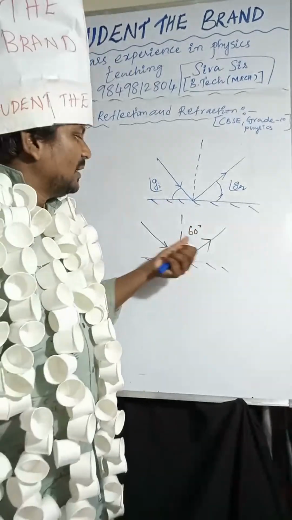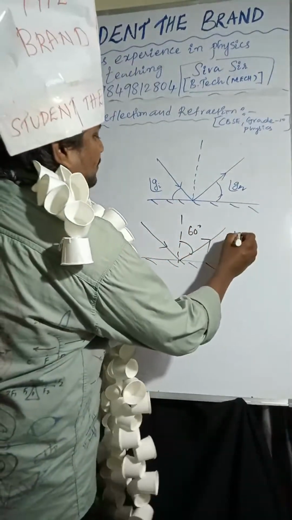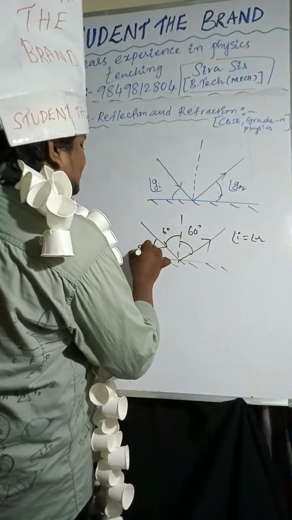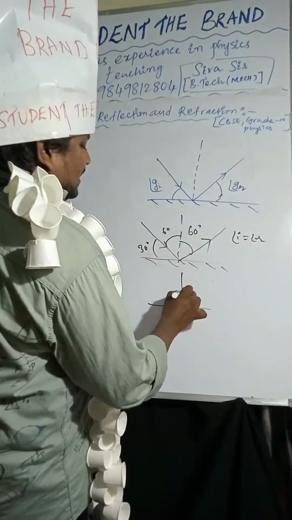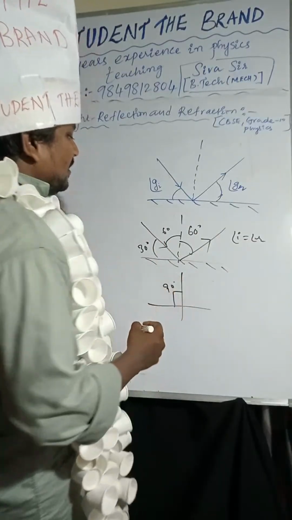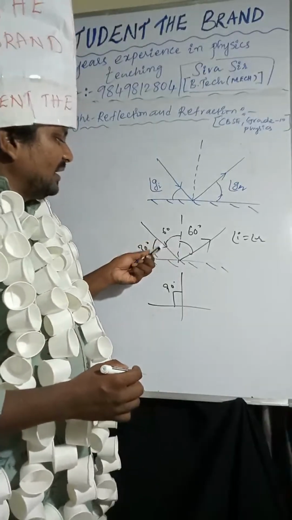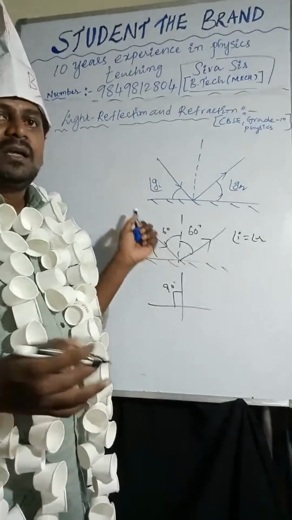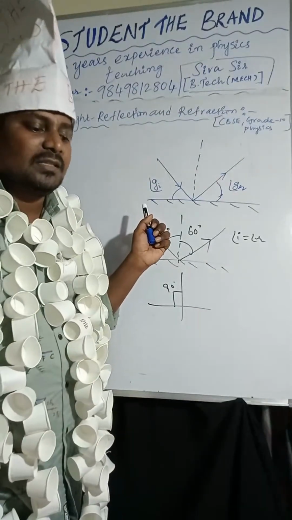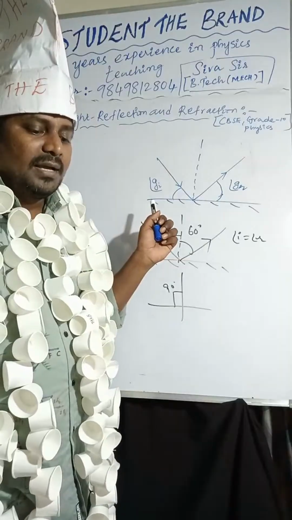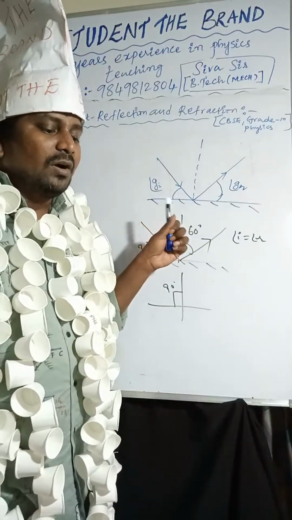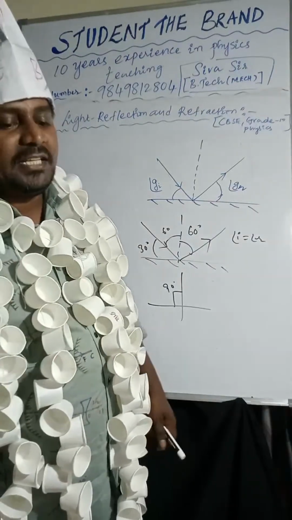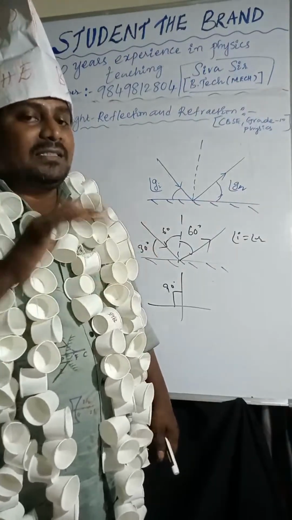The answer: we know the angle of incidence equals the angle of reflection from the laws of reflection. So this is also 60 degrees, and this angle is 30 degrees because the total is 90 degrees. This angle is 60, and 90 minus 60 is 30 degrees. We can find it out like that also. Yes or no? The way of asking questions may change, but the concept you have to learn.